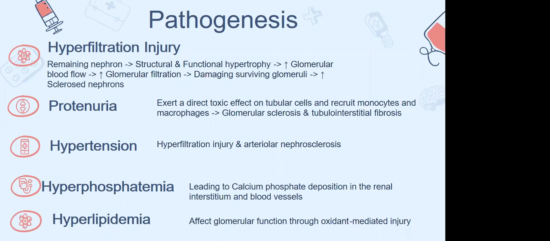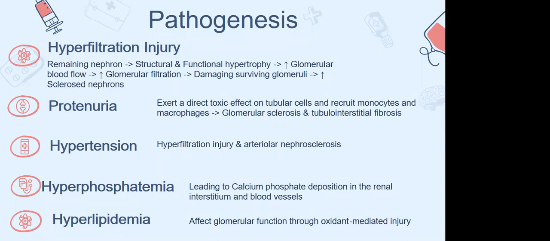So the third pathogenesis is hypertension. When hypertension occurs, the mechanism is the same as in hyperfiltration injury, and it will end up with arterial nephrosclerosis also, when the blood vessels become thick. I will not explain it because it would become too lengthy.